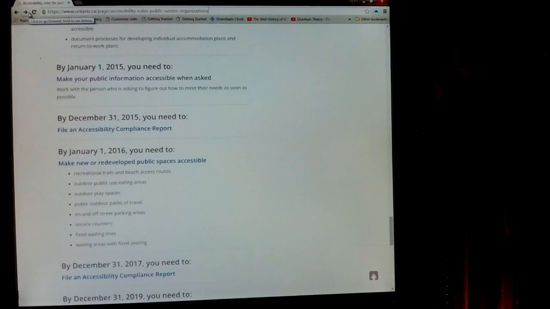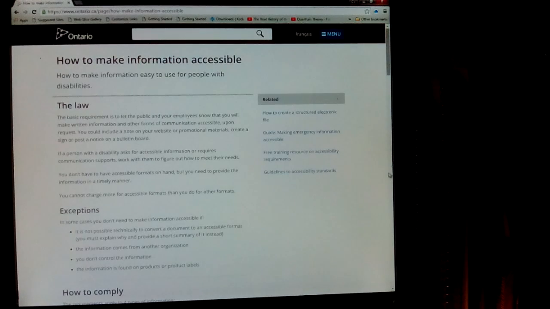Actually, I'm going to go back. Before we do that, I want to see if the free training resource on accessibility requirements takes us back to that course.